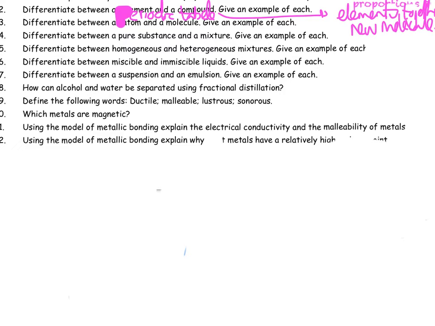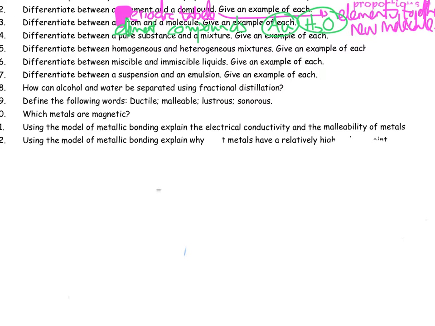Differentiate between an atom and a molecule. An atom is the smallest particle of an element, whilst a molecule is the smallest particle of a compound. Oh, we have to give examples of each. So an element would, let's say, be gold, and a compound would be H2O, and an atom would be a gold atom, and a molecule would be an H2O molecule.